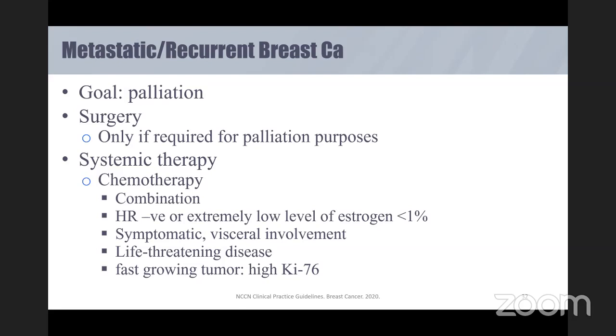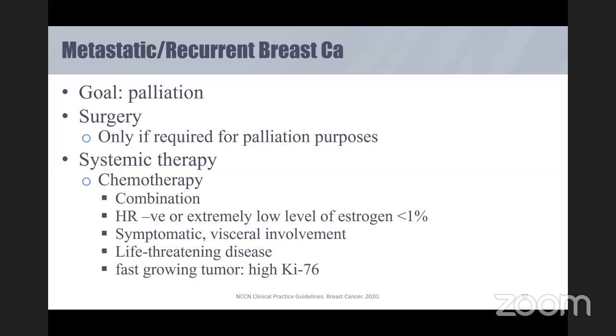As for systemic therapy, also chemotherapy, we mostly use a combination, but if the patient is fragile, we may use a single agent, but preferably we use a combination. In HR negative, we use chemotherapy, or if we have an extremely low level of estrogen, less than 1%, sometimes less than 5%, they will still use chemotherapy. The indication is also that the patient is symptomatic from the metastatic disease, or has visceral involvement, for example colon cancer or stomach cancer, with involvement of a visceral organ.